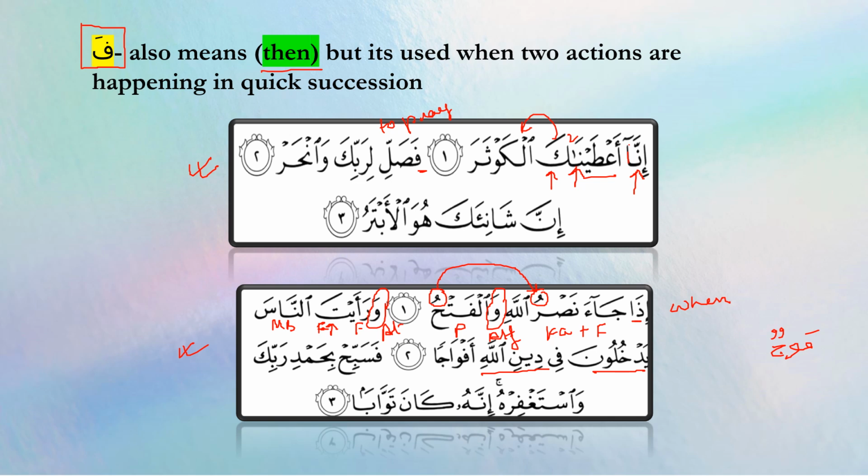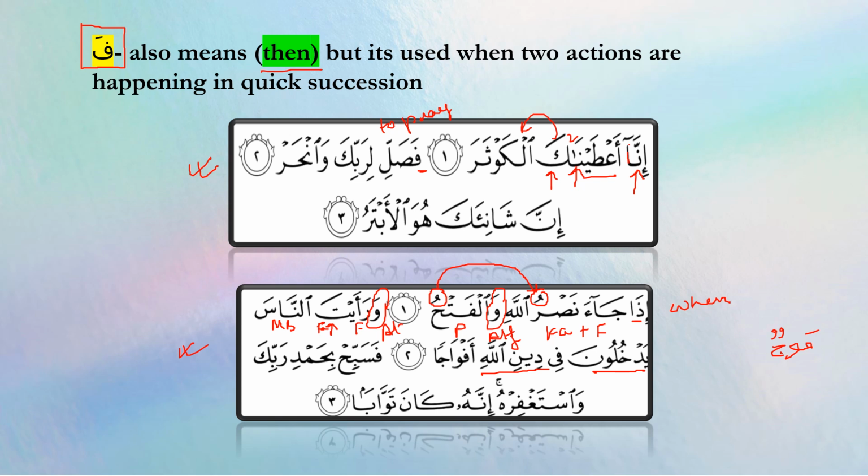So what happened when they gained victory over Makkah? A lot of people from all over Makkah and the surrounding cities and towns came in groups and accepted Islam, because they now came to know the power of Muslims, that the Muslims were victorious over the kuffar of Makkah. So now they just came and accepted Islam in groups.